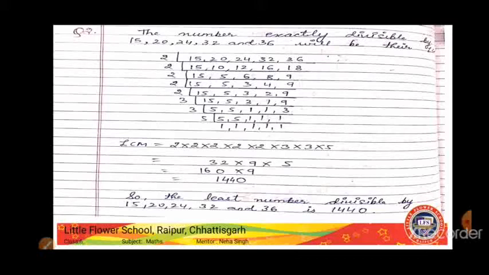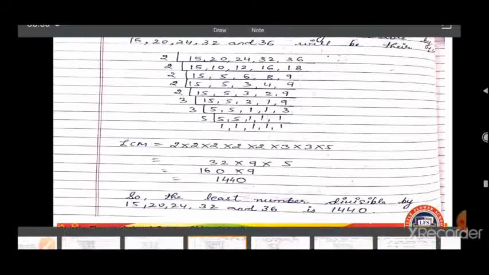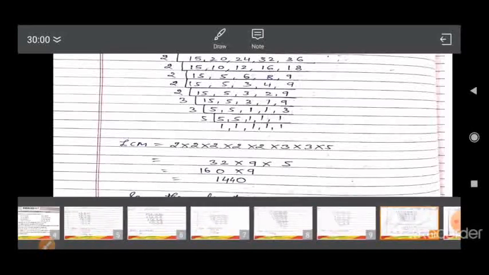1440. So now the least number that will be divisible by all these given numbers will be 1440. So here's our answer. Okay, hope it's clear. Now moving on to the next question.